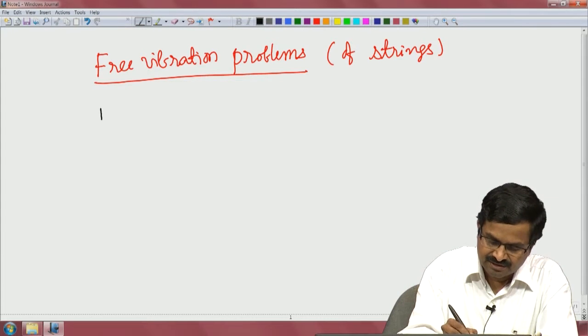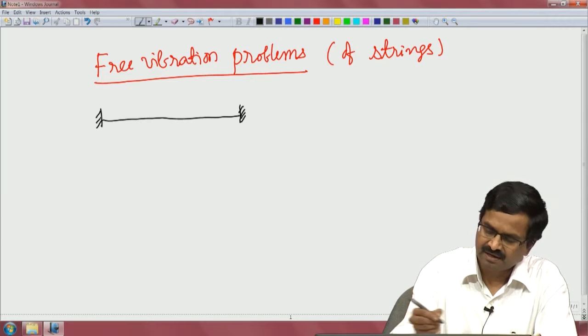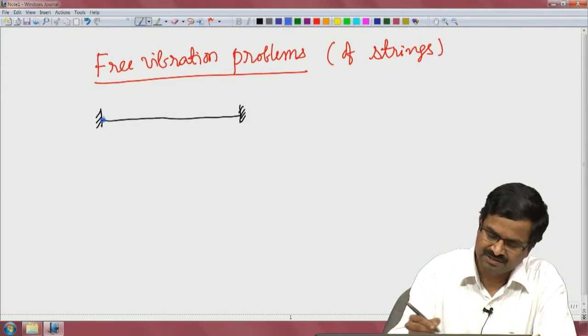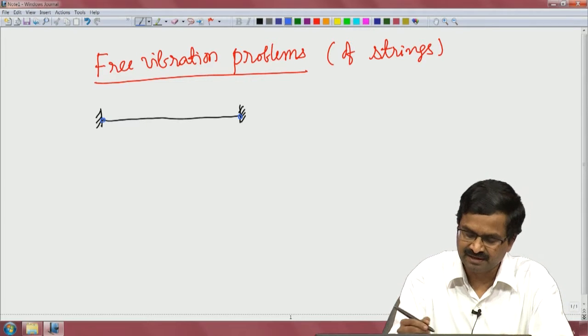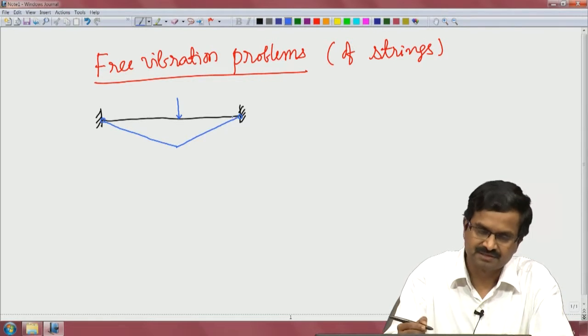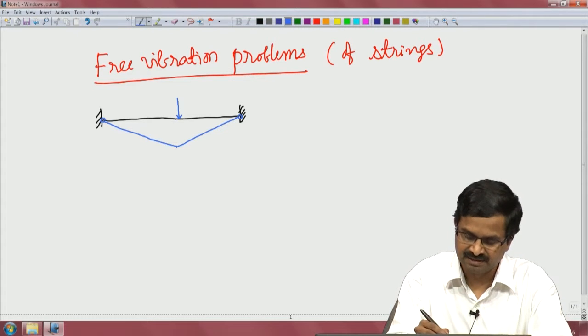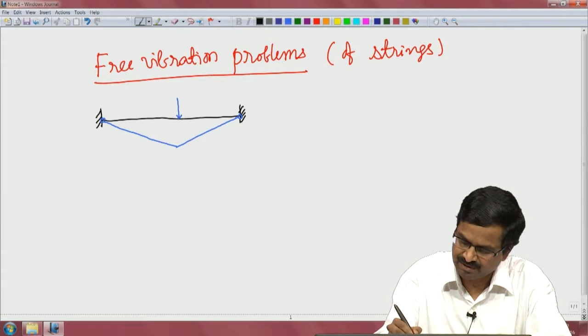So, let us take a string that is kept taut between 2 points. Okay. It can be a pin joint also, it does not matter. A string does not have any bending strength, in the sense that if I apply a force here, the string is going to deform like this. It does not bend like a beam does, it just goes like that. Okay. So, that is why we can show it whichever way we want.